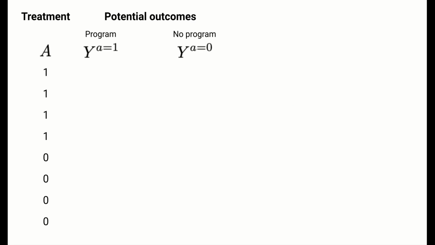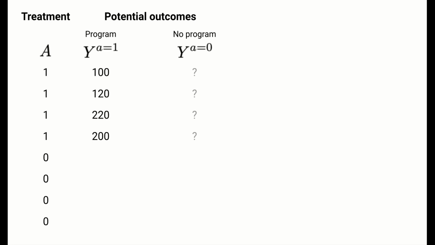Suppose that we want to know the causal effect of an economic program on yearly income. We're able to collect data on people who use the program, A equals 1, and who don't use the program, A equals 0. The Y^(A=1) potential outcome represents the income that would result if we forced everyone to use the program, and the Y^(A=0) potential outcome represents the income that would result if we forced everyone to not use the program.